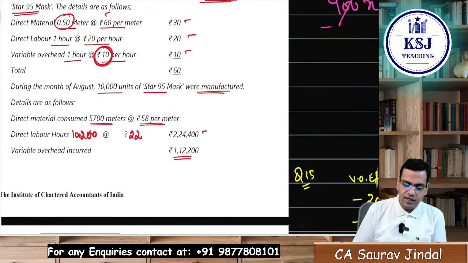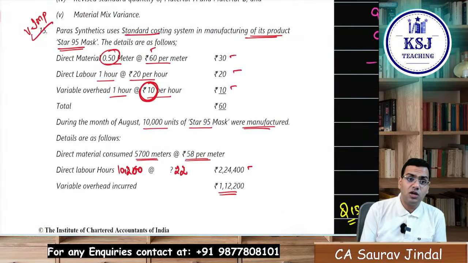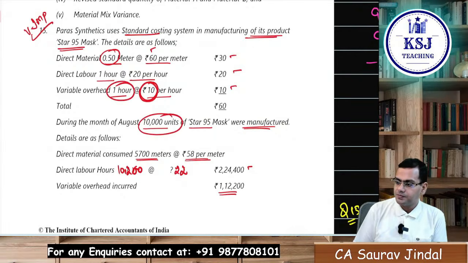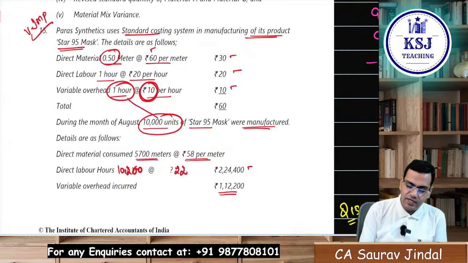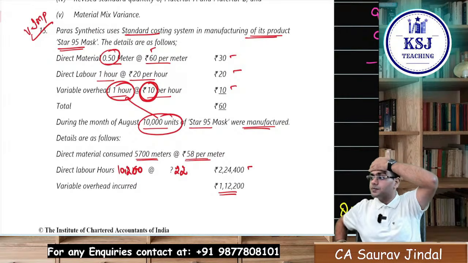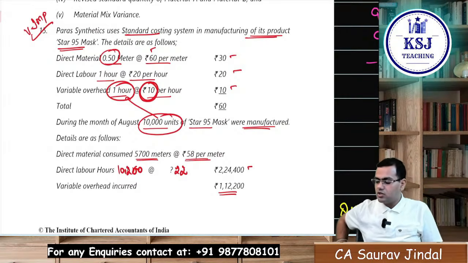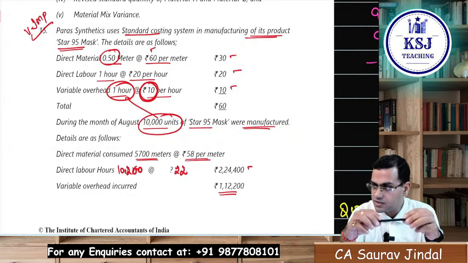See here, standard rate for actual output. Actual output is 10,000, standard rate is 1 rupee. 10,000 units into 1 hour, standard hours for actual output. The actual output is 10,000 units. Correct. Because the variable overheads are being absorbed on the basis of labor, so the missing figures we can calculate only from variable overhead variances.